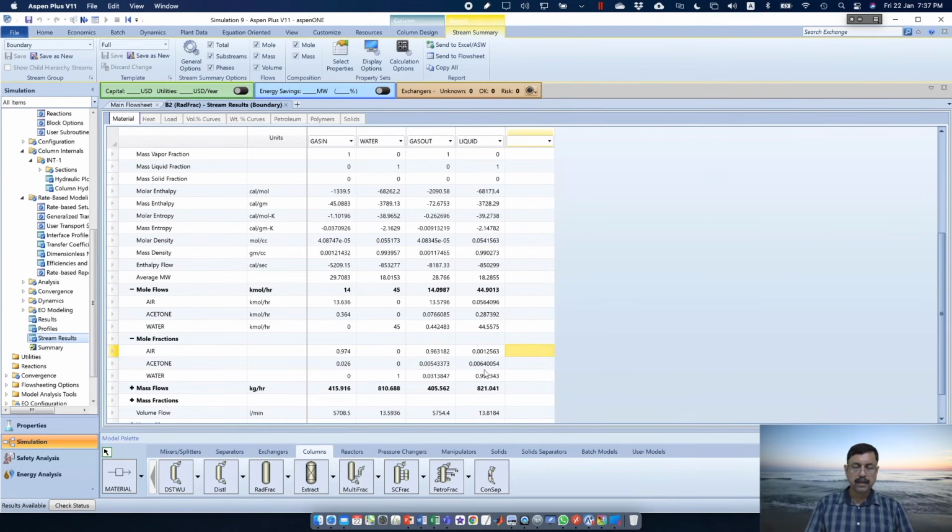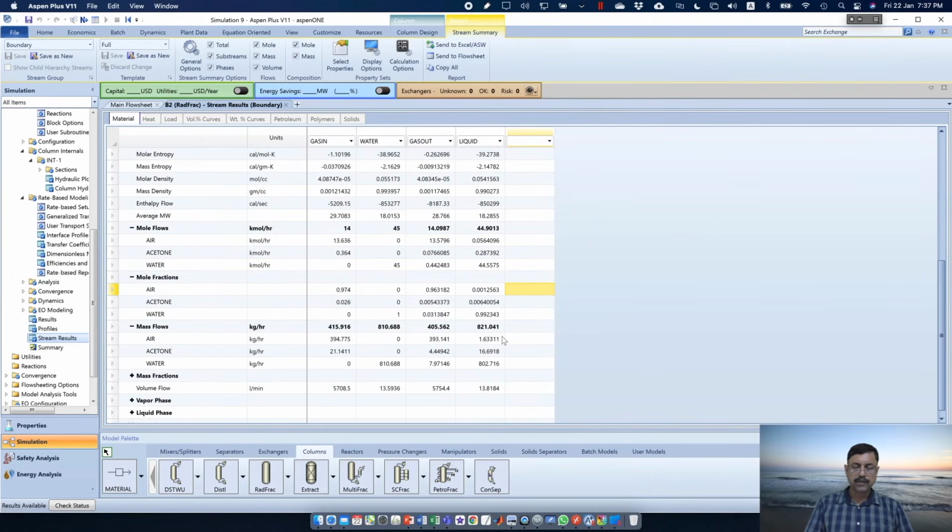Almost everything has gone into, you can see the mass flow, it will look better. Out of 394, 393 kg per hour has gone into the gas out for air. Acetone was only 21 kg per hour. Out of that, 16.69 kg has gone into the liquid. Only 4.45 kg is going into the gas out. Okay.